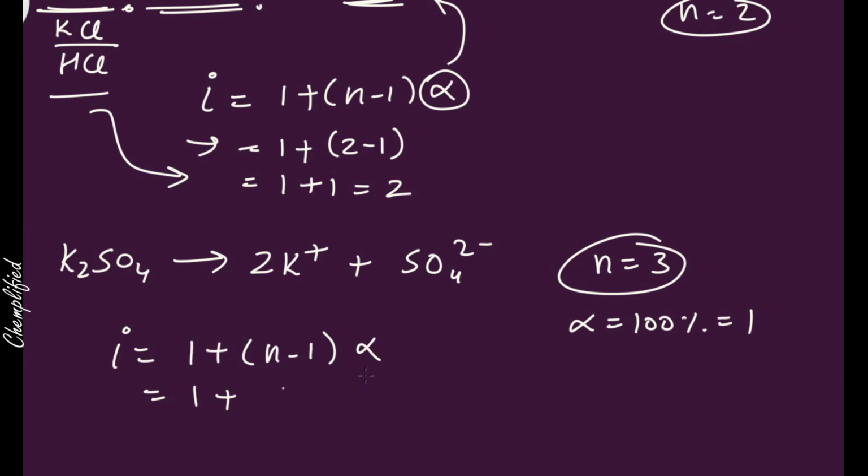1 plus, what is the value of n? It is 3, minus 1. Now alpha is also equal to 1. So the final answer will be i is equal to 3 for K2SO4. That's how you calculate i for the dissociation of solute, right? Now let's move ahead in our video.